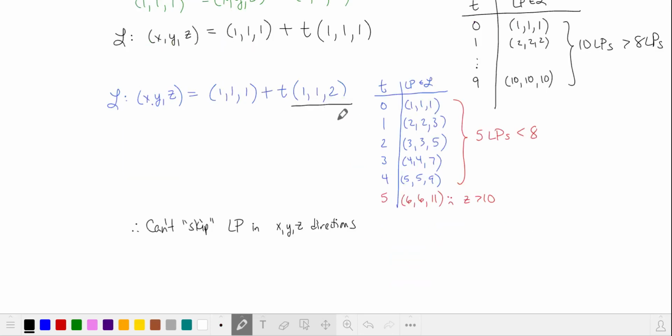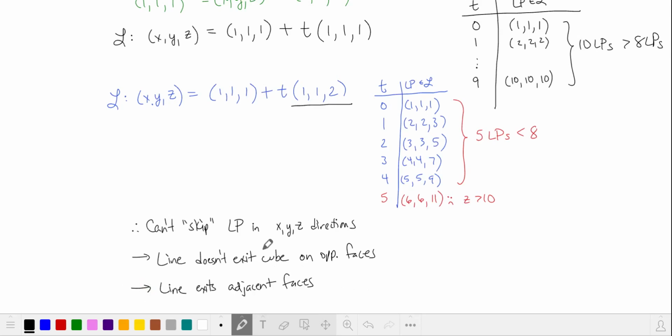Any other parameterization with integers is going to skip too many lattice points. So we can't skip any lattice points in any of the x, y, and z directions. This means that any line that intersects 8 lattice points will not exit the cube on opposite faces. This means our line is going to exit the cube between faces which are adjacent, that share an edge.